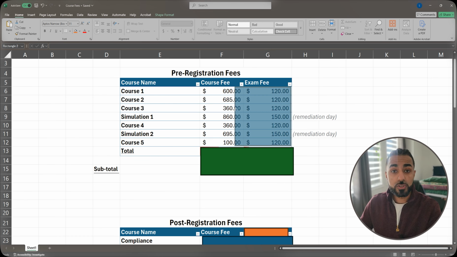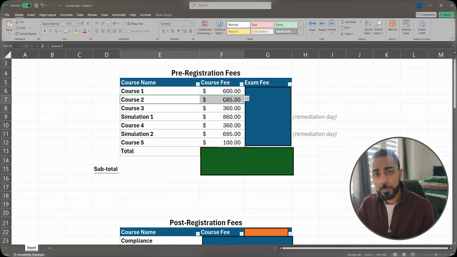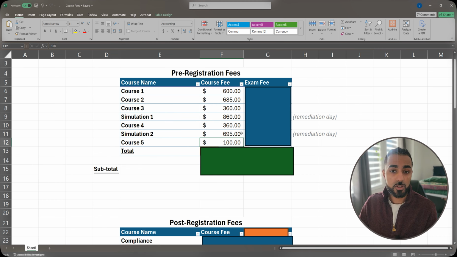So if we go towards the course fees, we can see we have all these different types of fees over here. Course 1 is about $600, course 2 is $685, course 3 is about $360, course 4 is $360, and simulation 1 ends up being the most expensive at $860, right? And course 5, because it's very short, you don't have an exam, it's only $100.